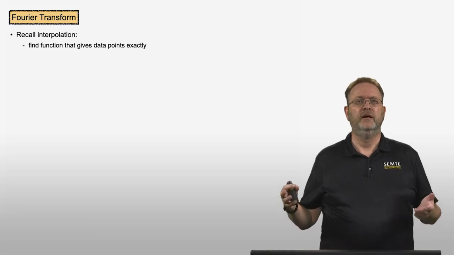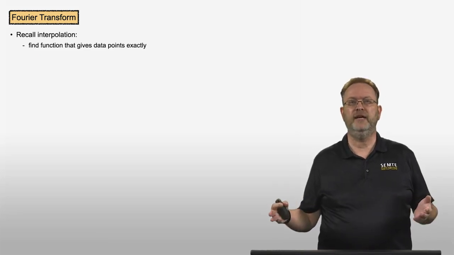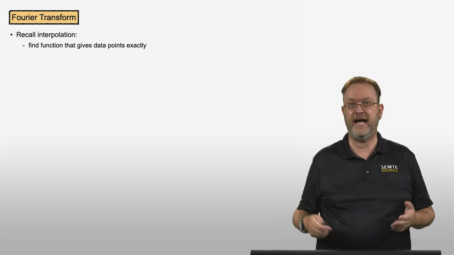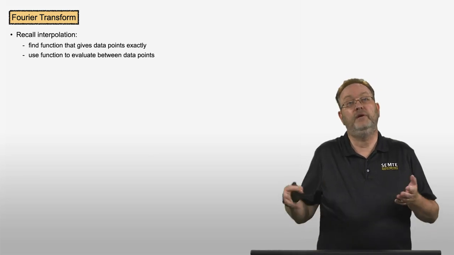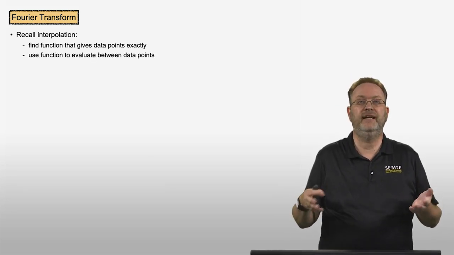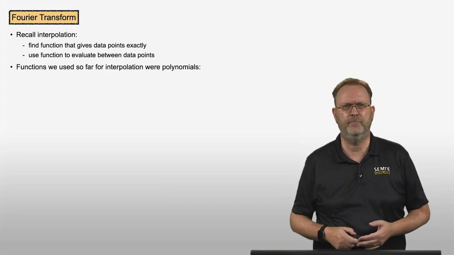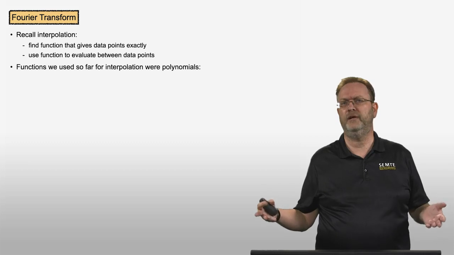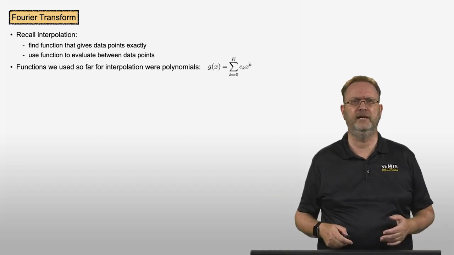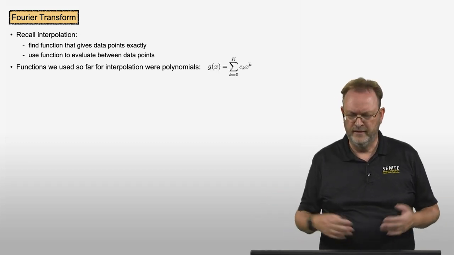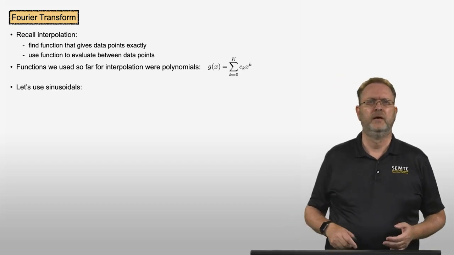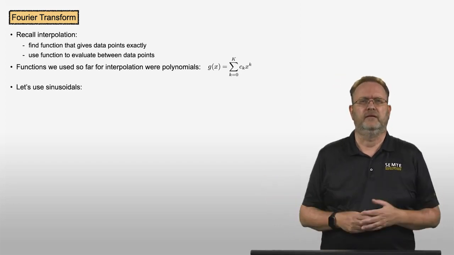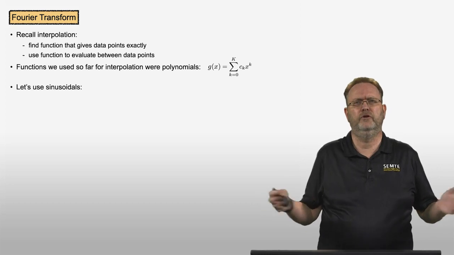Recall interpolation, right? For interpolation, we find a function that gives data points exactly, but then we use this function to evaluate the data in between data points. And the functions we've used so far for interpolation were polynomials, right? They were this general kth order polynomial. But let's do something else, right? They don't have to be polynomials for interpolation.